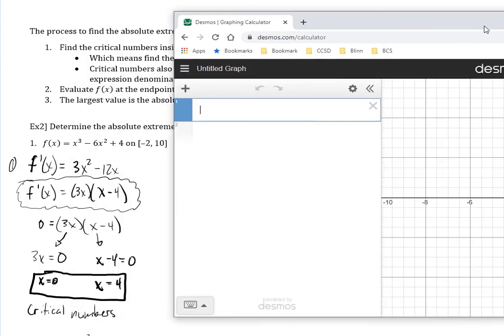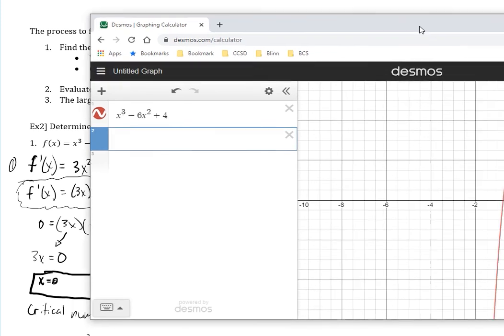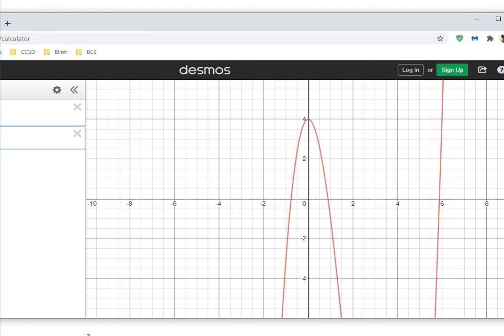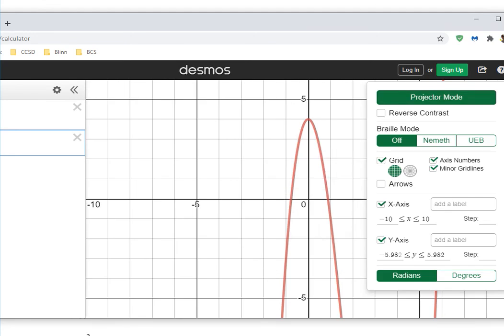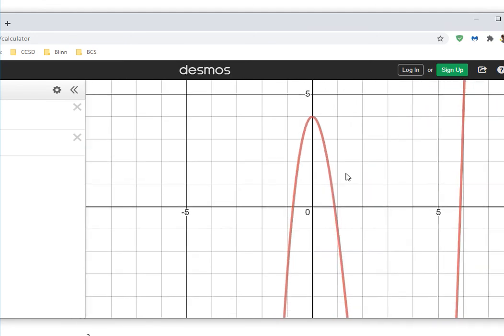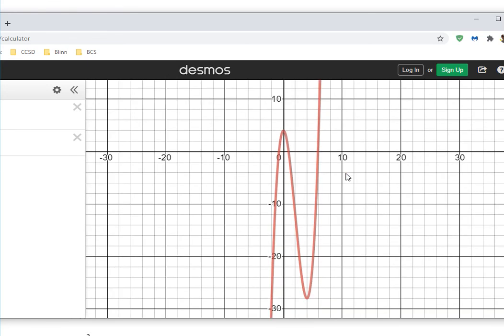And then we're going to plug that function in. So I have x cubed minus 6x squared plus 4. Okay, and then let's get to where you can see it all. Okay, so there's where it is. Let's get the projector. Okay, so there's our graph. Let's zoom out a little bit. Okay, so you can kind of see what we've got. And that's just the picture.